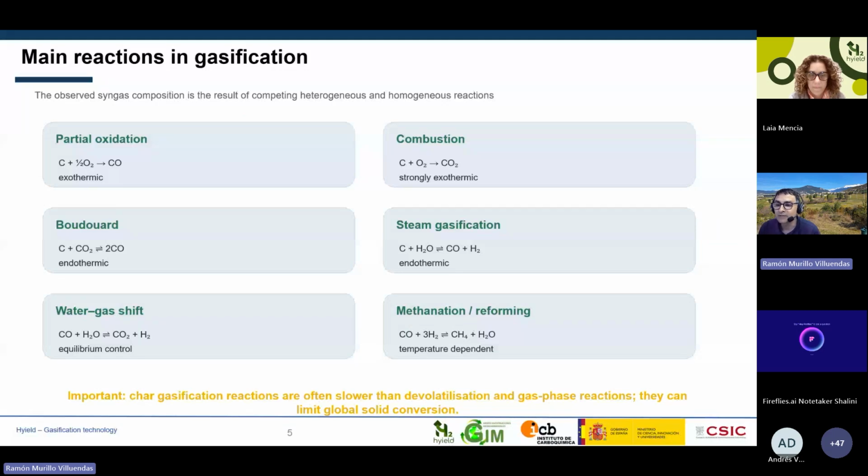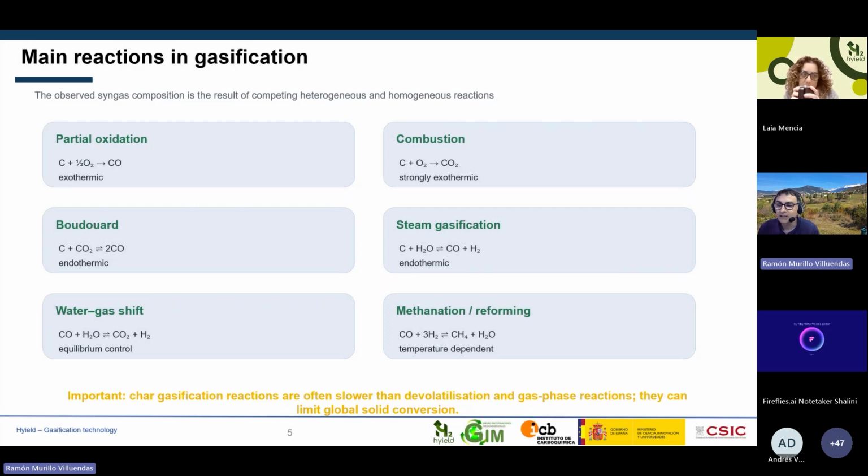Then we have the Boudouard reaction, where carbon reacts with carbon dioxide to form carbon monoxide. This reaction is endothermic, becomes more important at high temperature, and contributes to increasing the CO content of the syngas. Another key reaction is steam gasification, where carbon reacts with steam to produce carbon monoxide and hydrogen. This is one of the main routes for increasing hydrogen production when steam is used as gasifying agent.